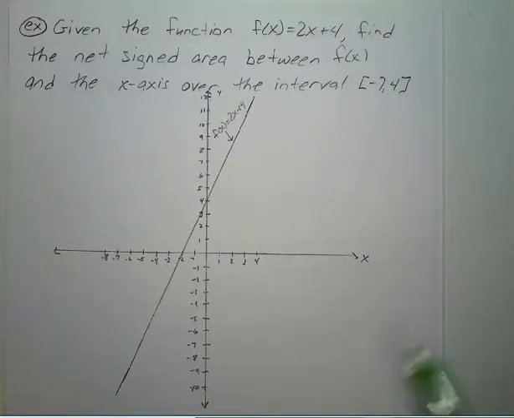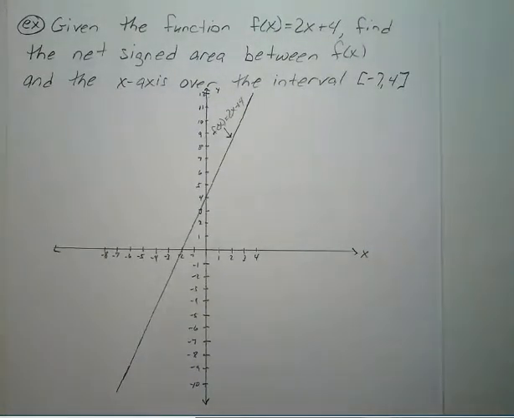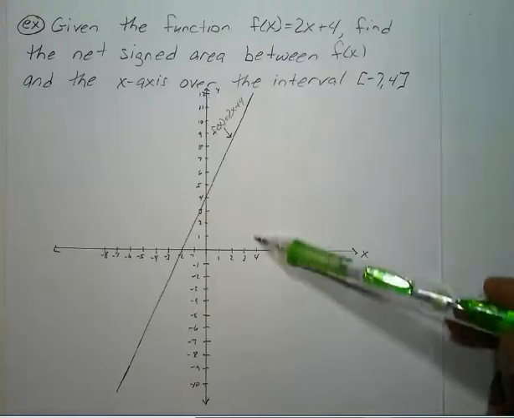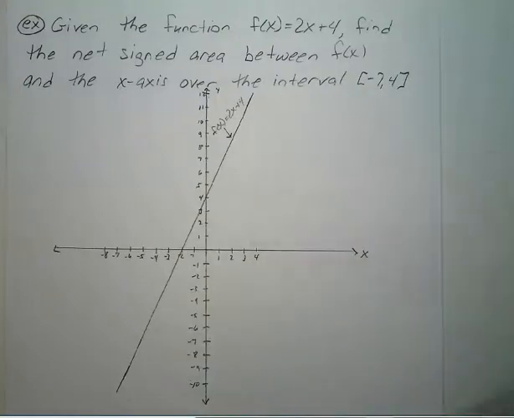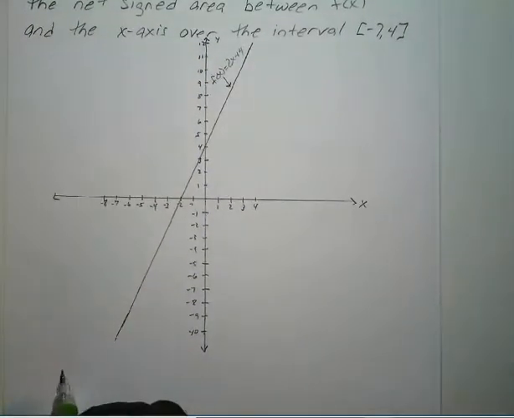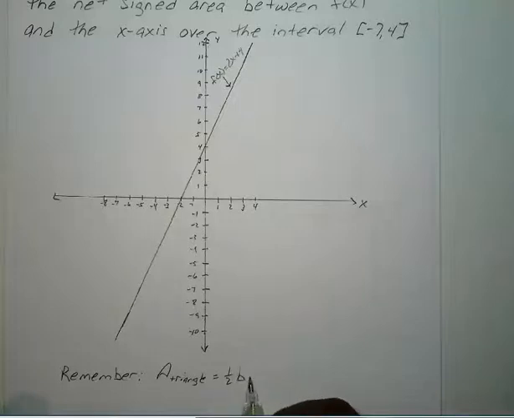Since we are looking for the net area, we know we're going to have to subtract the area below the x-axis from the area above the x-axis. So how do we do that? Just remember that the area of a triangle is equal to 1/2 the base times height.